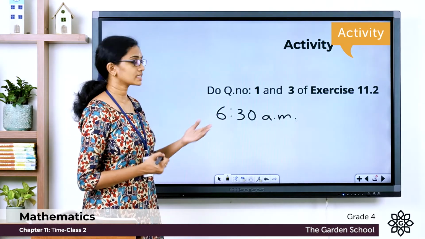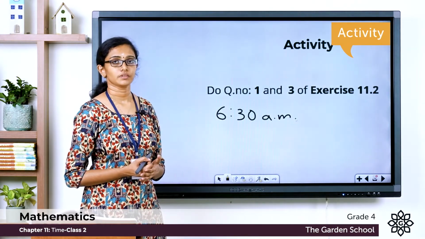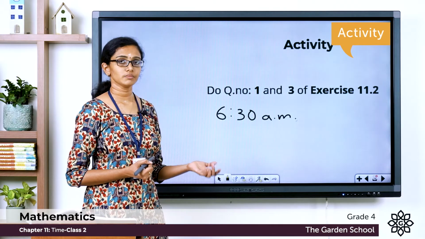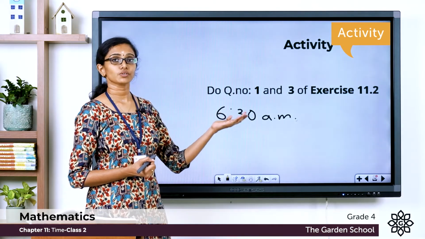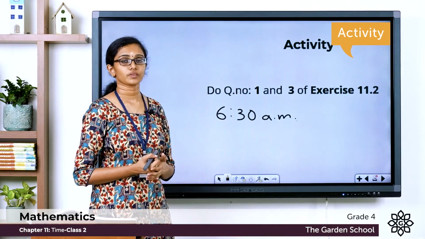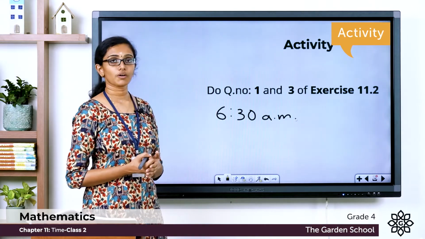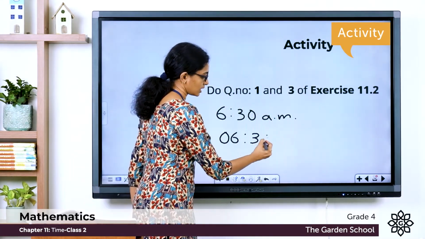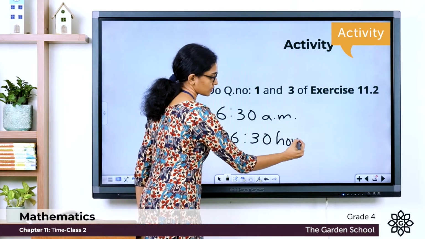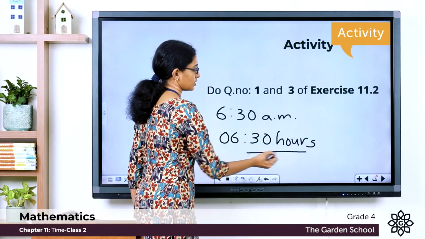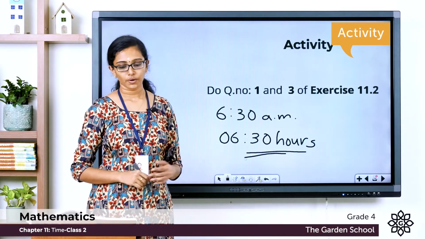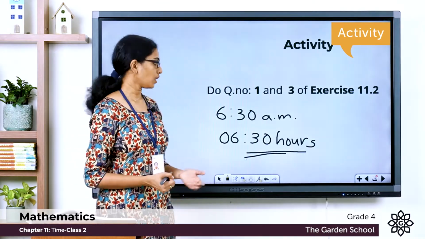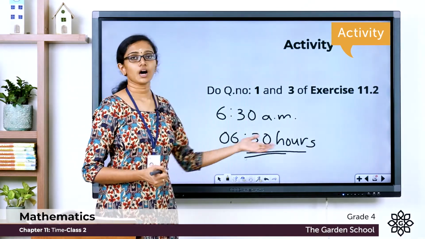So how do you represent the time in the 24-hour clock system? In the 24-hour clock system, you start counting from 0000 hours. So 6:30 in the morning means it is 06:30 hours. So I go out for a walk at 6:30 AM or 06:30 hours.